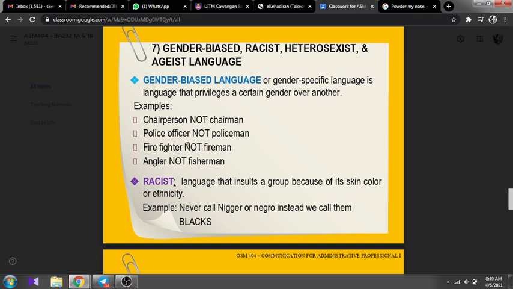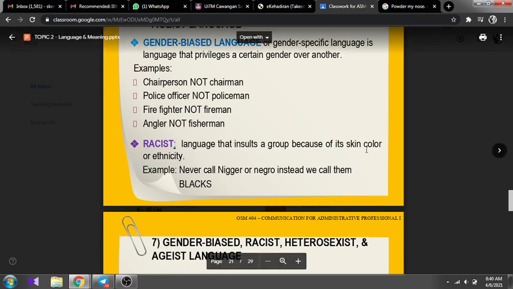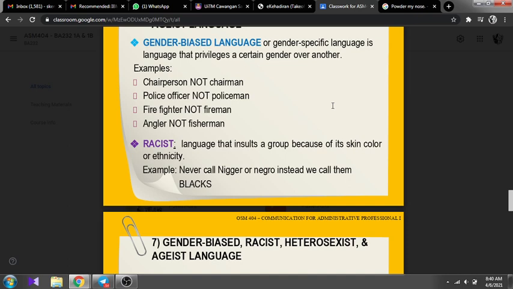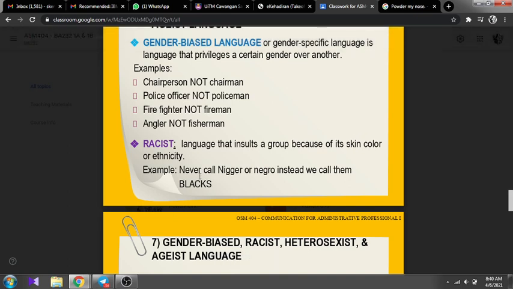So in general, we don't just bias to another gender. And then of course racist language nowadays is a very critical issue. It is language that insults a group because of its skin color or ethnicity. Never call them the N-word or negro; instead we call them blacks. Even if you call them blacks now, they feel hurt. So yes, every person is equal. We don't differentiate on different colors, so please respect others and be polite.